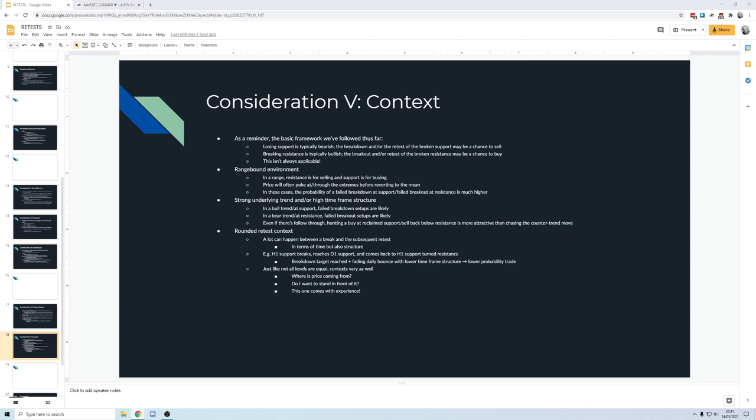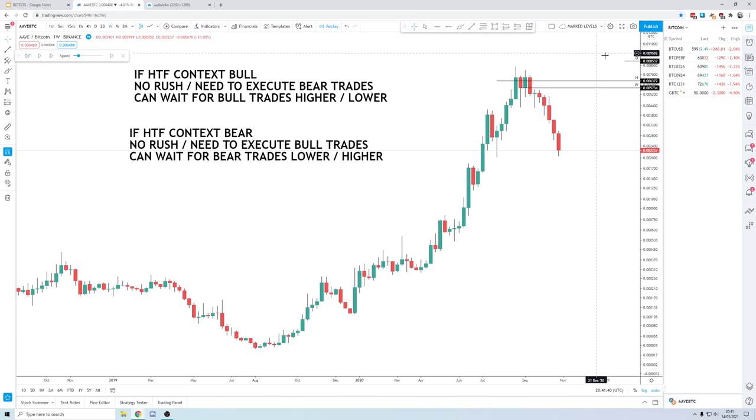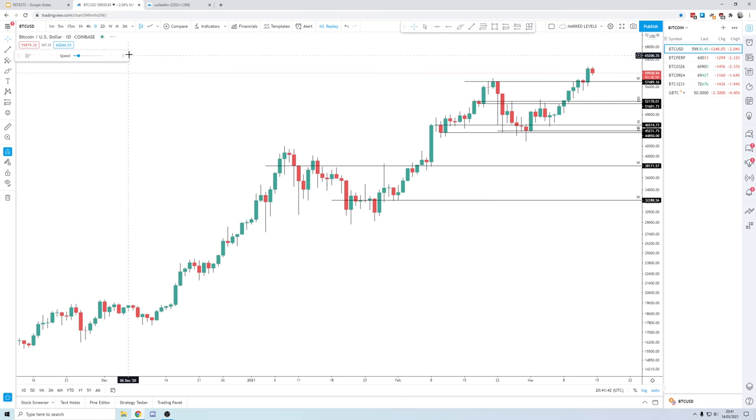Don't worry, I know that's a lot of talking. There is a chart example coming up to that effect. And it's actually Bitcoin, that same 44,850 level. So let's go here.